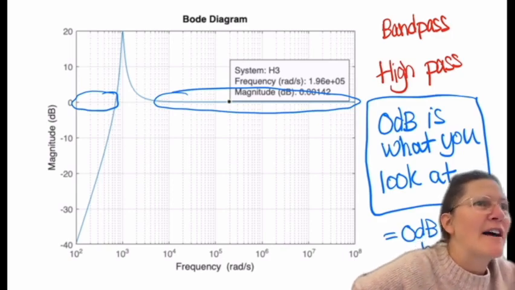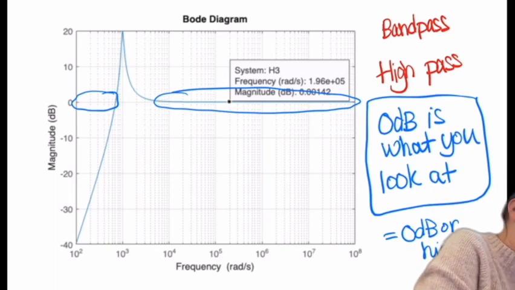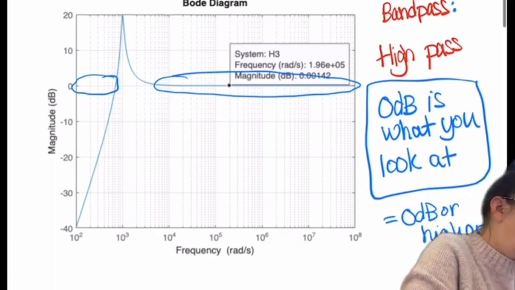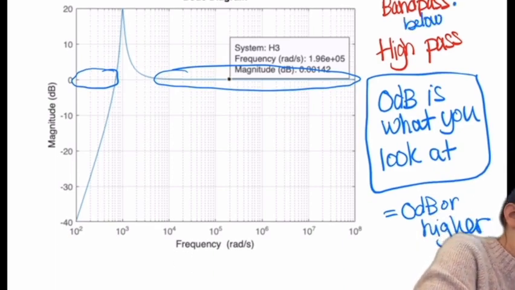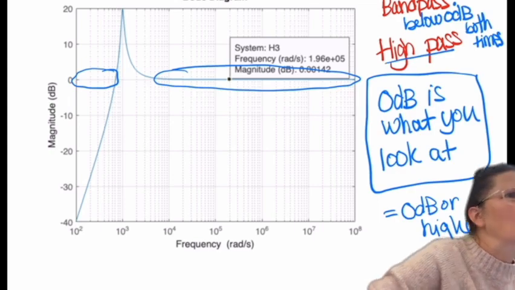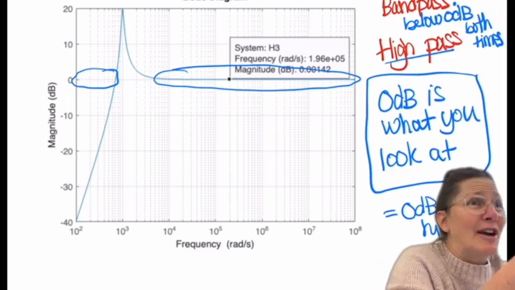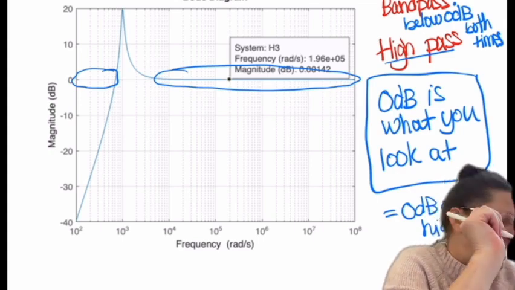So if it equals 0 dB or higher, either before or after is what you're looking at. If it's bandpass, it's going to be below 0 dB both times. High pass will be one of those times. So you can argue that it's actually both, depending on your application.